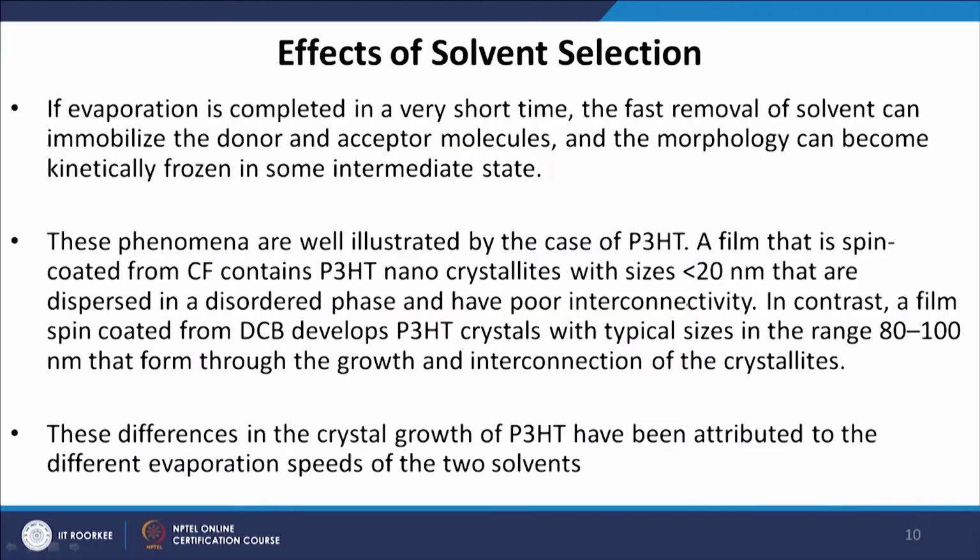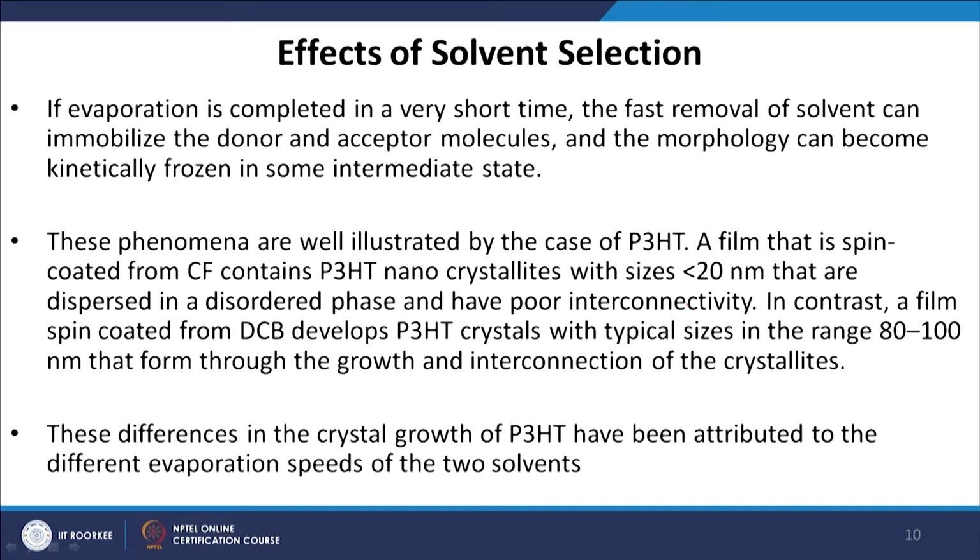So, obviously we should not choose a solvent which has a lower boiling point. We should choose a solvent which has a higher boiling point, and that is exactly what was observed while making P3ST PCBM devices. If you make a P3ST PCBM blend device from chloroform, with its 65 degrees Celsius boiling point, and on the other hand you make it from dichlorobenzene, which has a much higher boiling point than chloroform, the film morphology is way better than with chloroform, because the possibility of getting a thermodynamically stable morphology is much higher in the case of 1,2-dichlorobenzene in comparison to chloroform. If evaporation is completed in a very short time, the fast removal of solvent can immobilize the donor and acceptor molecules, and the morphology can become kinetically frozen in some intermediate state.